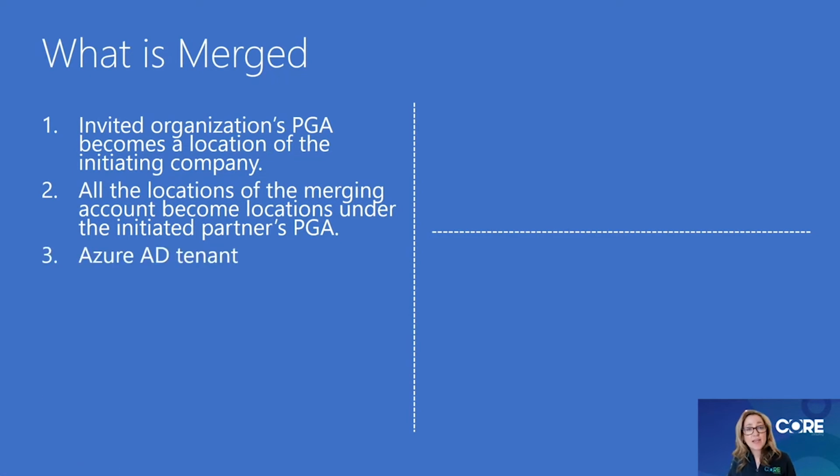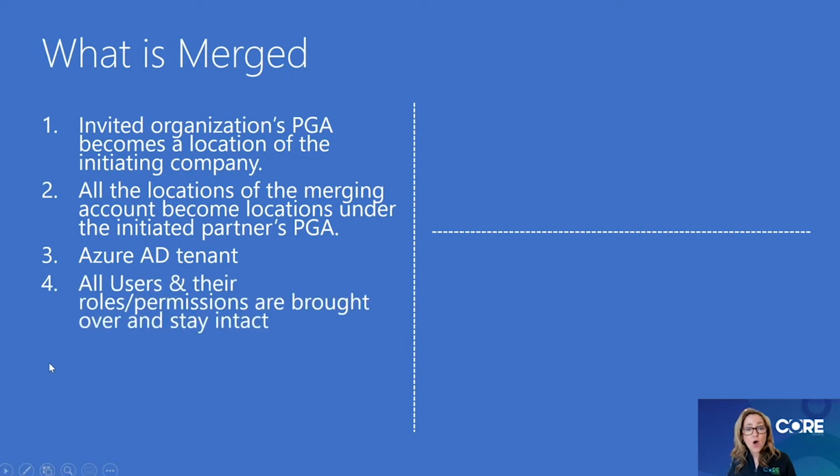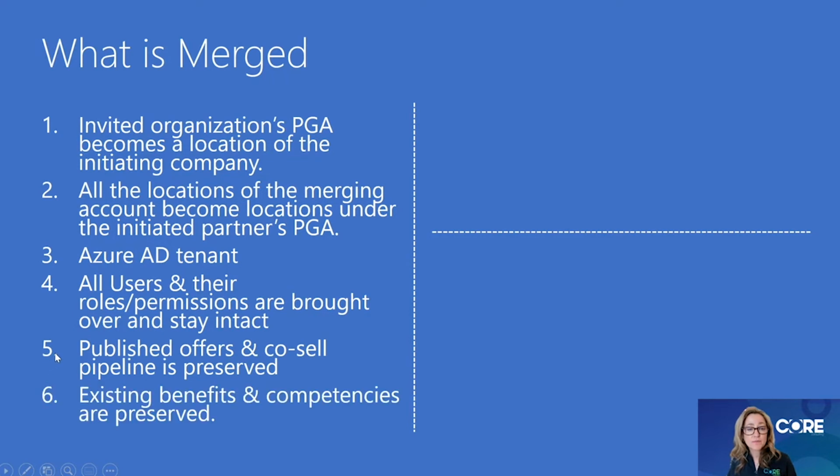The Azure AD tenant isn't going to merge, but it will roll over and be associated to the invited organization's PGA account. All the users and their roles and permissions will stay intact and also come over. Your published offers and co-sell pipeline will be preserved. And any of your existing benefits and competencies will also be preserved.